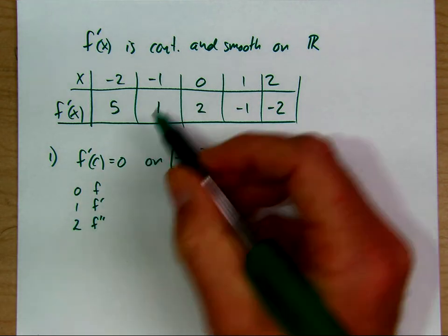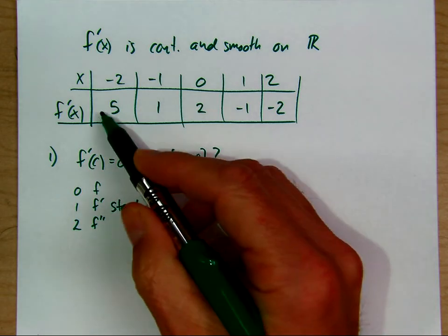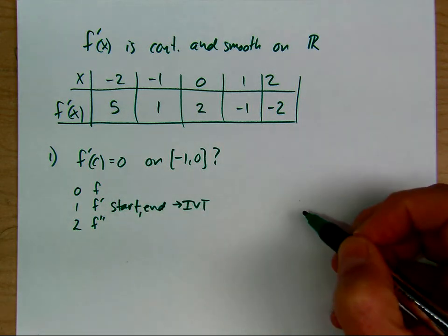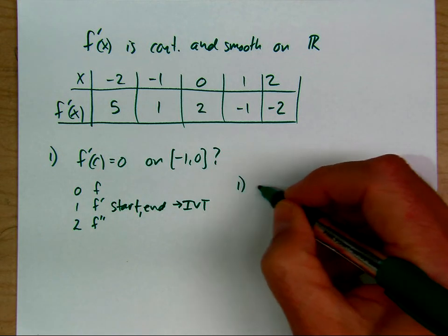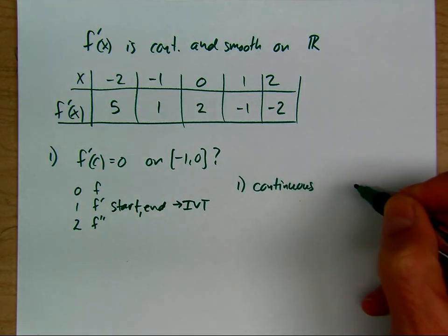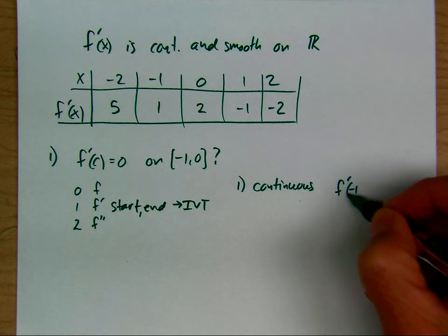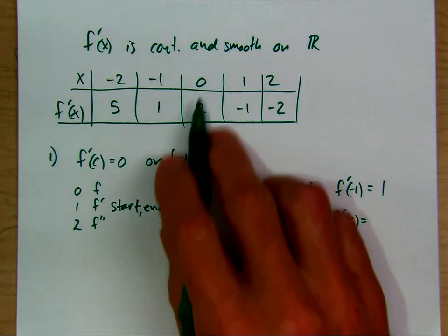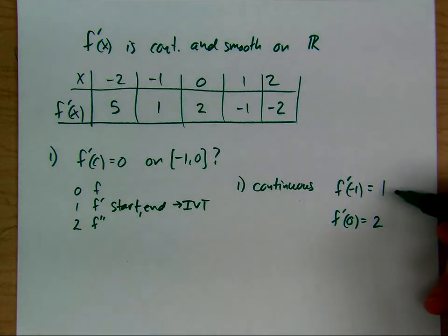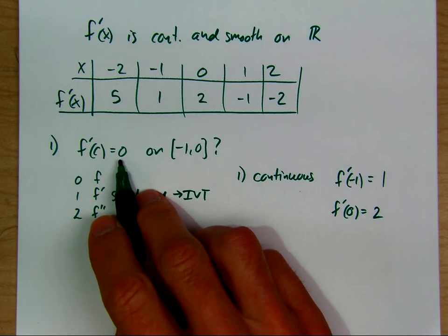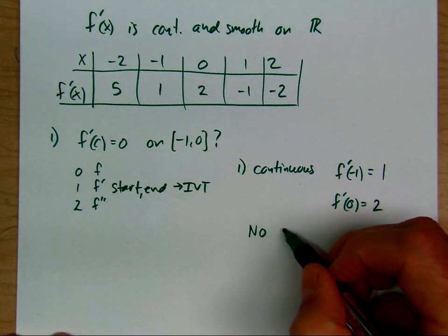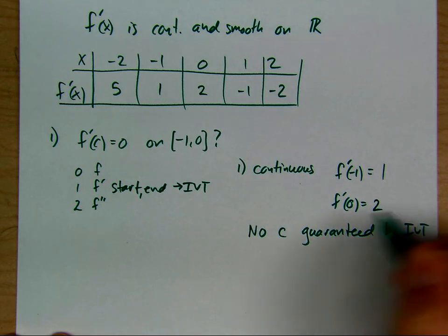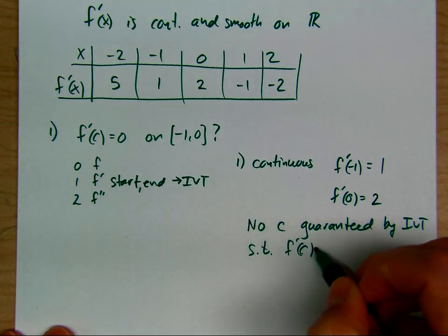All right, we're given f prime, so we're starting on level 1. We're ending on level 1, so we need to use the intermediate value theorem. It has one condition, that the function is continuous, so that was given. And then we just check f prime of -1, f prime of 0. F prime of -1 is 1, f prime of 0 is 2. So, to get from 1 to 2, do we have to cross 0? No. So we say no C guaranteed by IVT such that f prime of C equals 0. Or you can just say no.